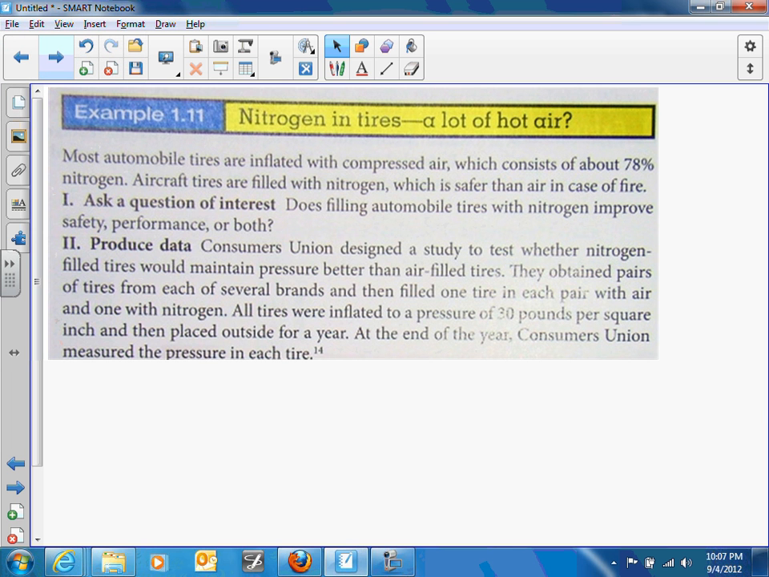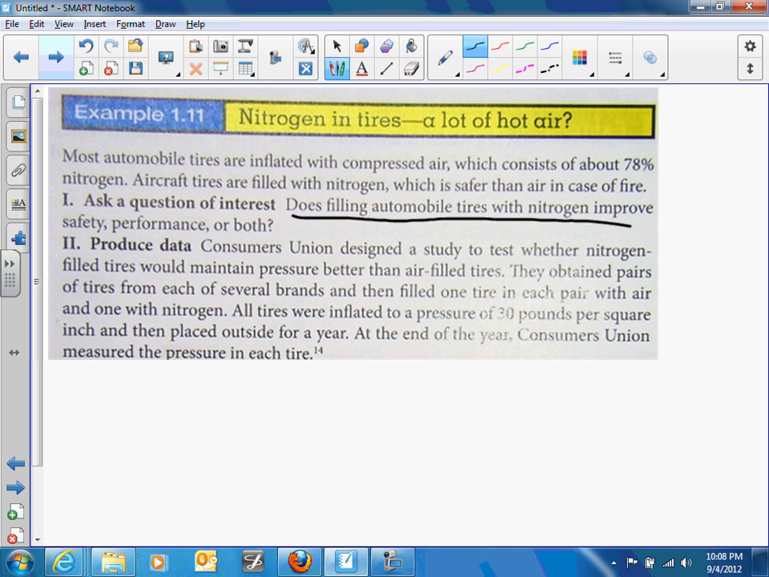Nitrogen in tires, is it a lot of hot air? Clever little title. All right, some of you who drive might notice that currently a lot of the car places are filling up their tires with nitrogen. Some people started doing this because they thought that the nitrogen would stay in your tire longer. So, as you're sitting around the coffee table or sitting around the dinner table and so forth, maybe a question like this pops up. Does filling automobile tires with nitrogen improve safety, performance, or both?